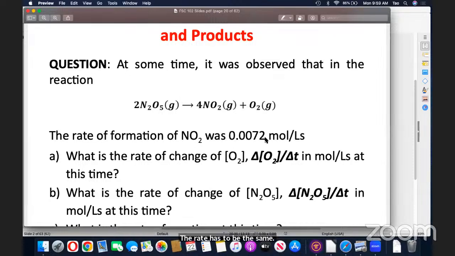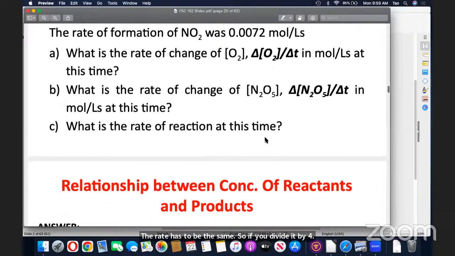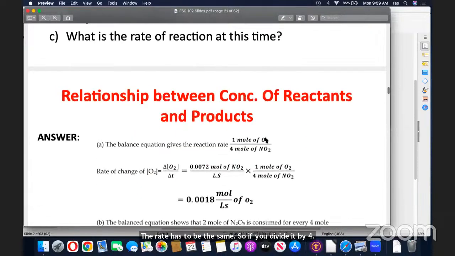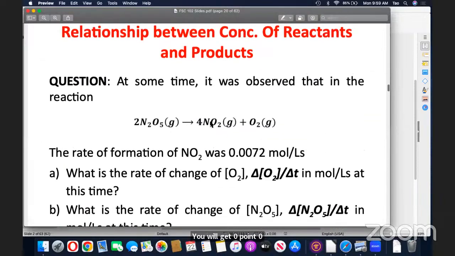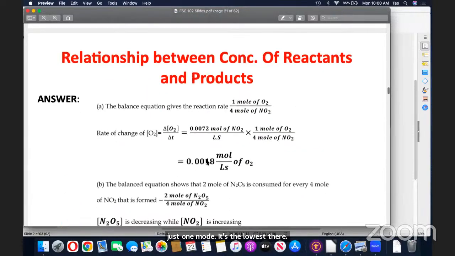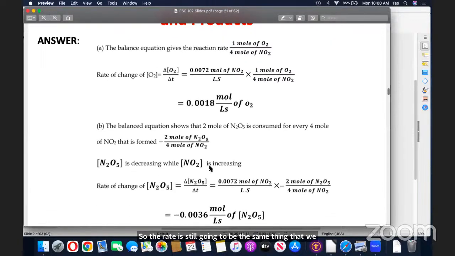So if you divide this by 4, you will get 0.0018. And O2, you are not dividing by anything because it's just 1 mole. It's the lowest there. So the rate is still going to be the same thing that we had here, which is 0.0018.